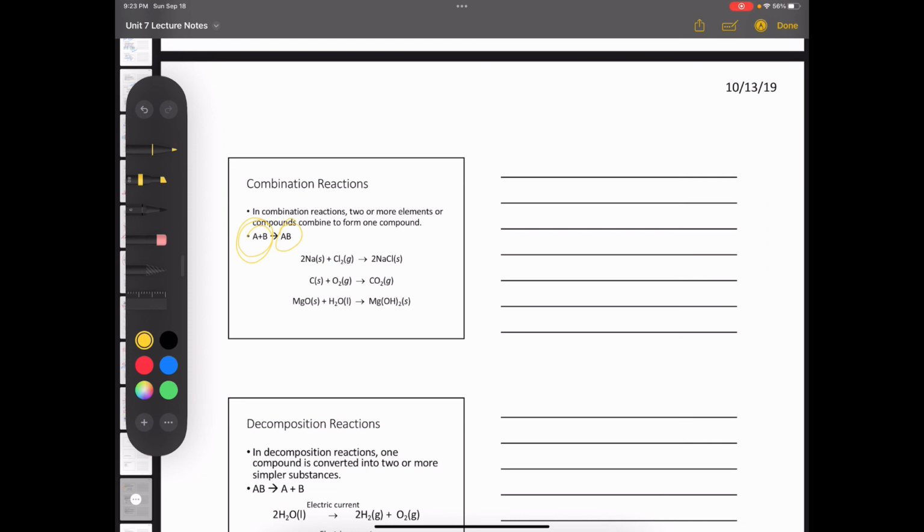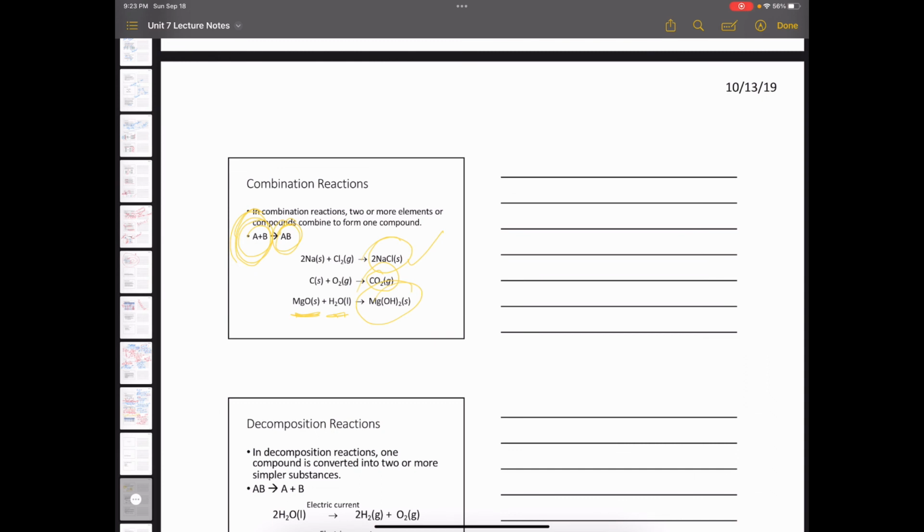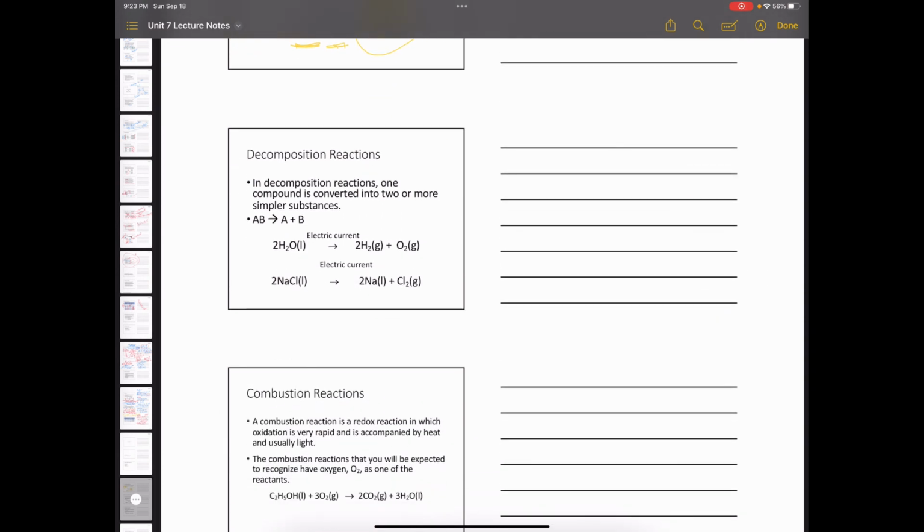So in this case, when you have sodium and chlorine reacting together to form sodium chloride, you have only one substance. You have a combination of two elements or two compounds. Okay, same thing with carbon and oxygen, you have carbon dioxide, or magnesium oxide and water, you have magnesium hydroxide. So the way that you can identify combination reactions is by looking at your product and your reactants. If you have two or more reactants and you have one product, that's a combination reaction.